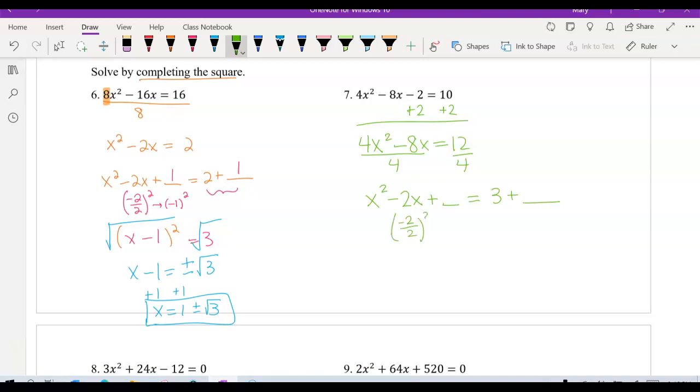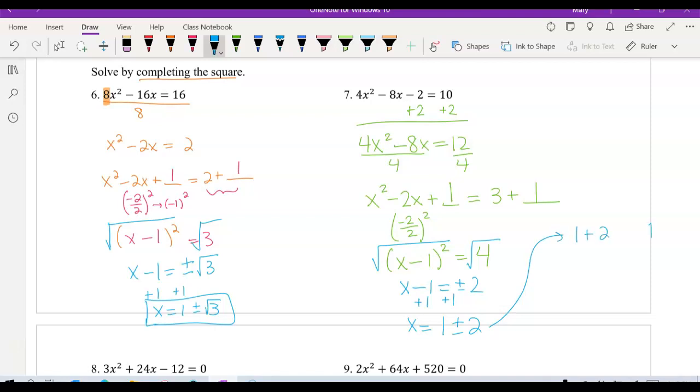We do b divided by 2 squared, and the left side factors to x minus 1 squared, whereas the right-hand side combines to 4. So we're going to square root both sides. We get x minus 1 equals plus or minus the square root of 4, which is nice. In this case, it's 2. We're going to add the 1 to the other side to get 1 plus or minus 2, which means our solutions are going to be 1 plus 2 and 1 minus 2. So x equals 3 and x equals negative 1.